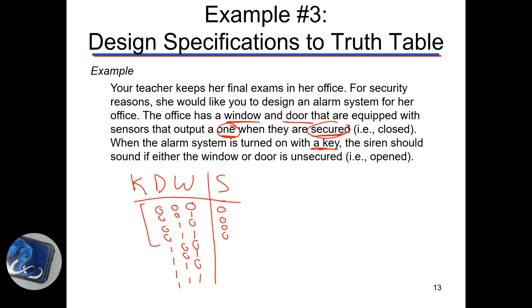In this first one right here, the key is on, but the door and the window are open, so it should be going off. The next one here is 101, and the door is open, so it should be going off. This is 110, so the window's open, it should be going off. And then 111, the key's in, but all of them are secure, so it should not be going off here. Okay? And there's our truth table.